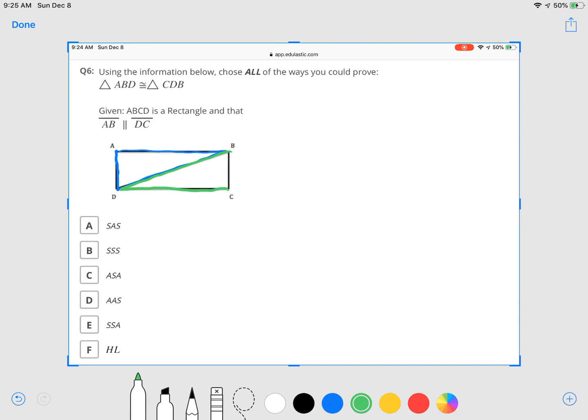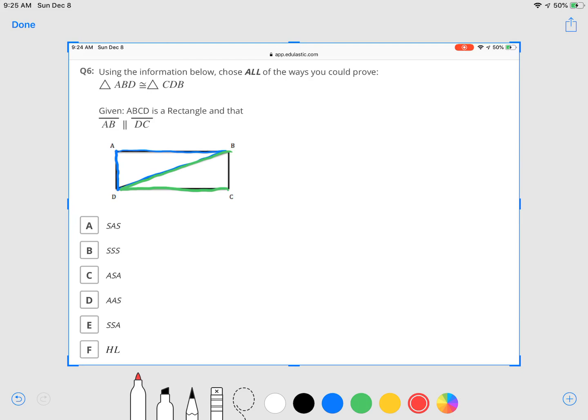Okay, so the fact that it's a rectangle is basically what's going to give us so much information that we can use almost all of these options. So instead of making too many markings at the beginning, what I'm going to do is just go through each option and make the markings for those options off the fact that this is a rectangle. Okay, so let's look at the first option. The first option is SAS.